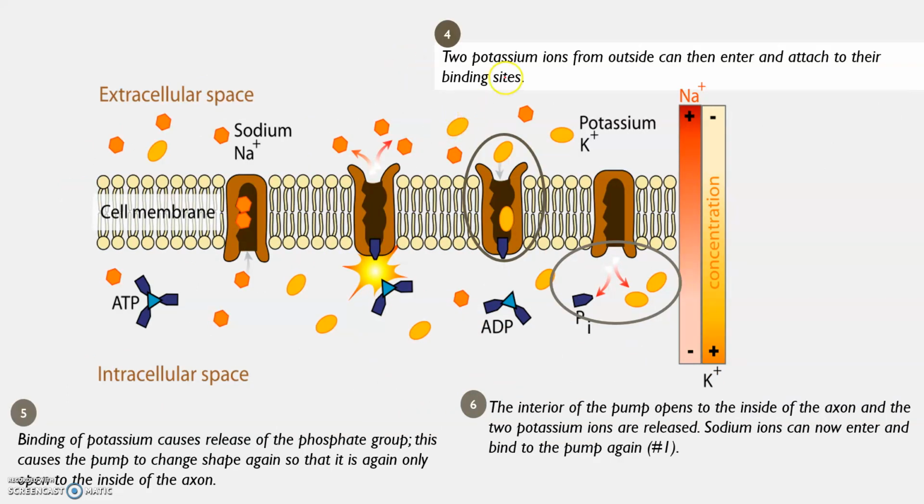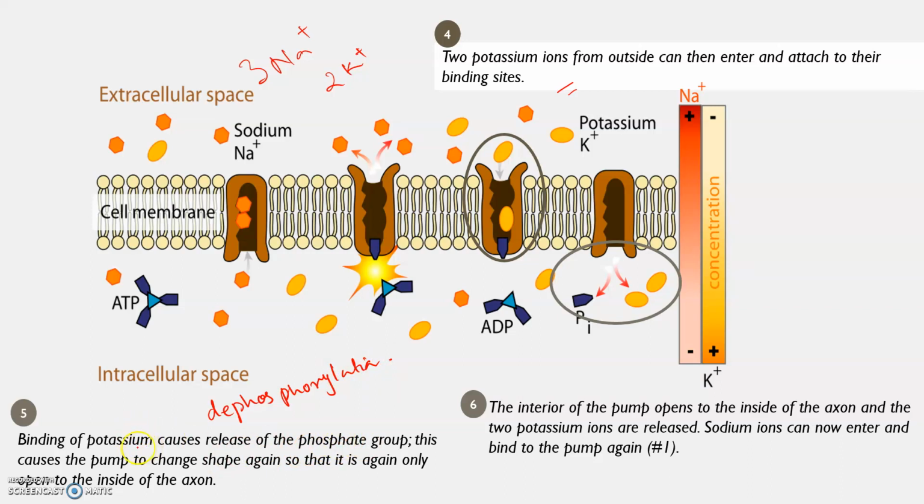Then 2 potassium ions from outside can enter and attach to the binding site. As soon as the 3 sodium ions are released, 2 potassium ions are taken up by the pump and they enter into the binding site. Then the binding of potassium causes the release of the phosphate group, that is dephosphorylation. So in this step, dephosphorylation occurs.